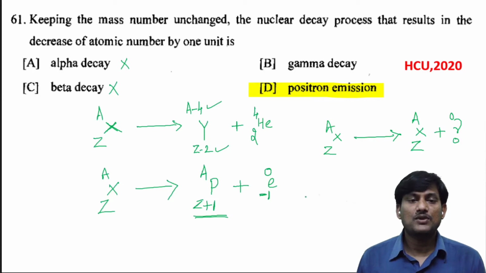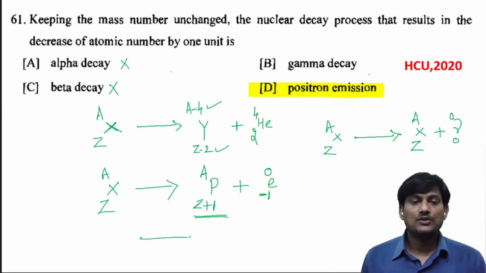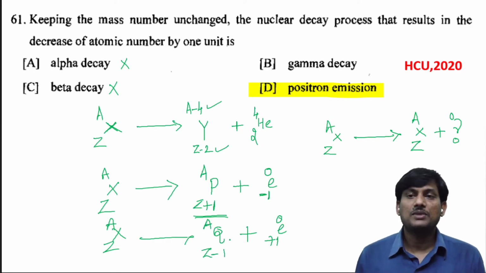Positron emission, let's take positron emission. When there is a positron emission, ZA, okay, this is the positron, plus 1 e 0. So here there is, let's take some Q. So here there is the formation of Z minus 1 and A. So here there is a decrease in atomic number by 1 unit. So when there is a positron emission, there is a decrease in atomic number by 1 unit. So D is the correct option.